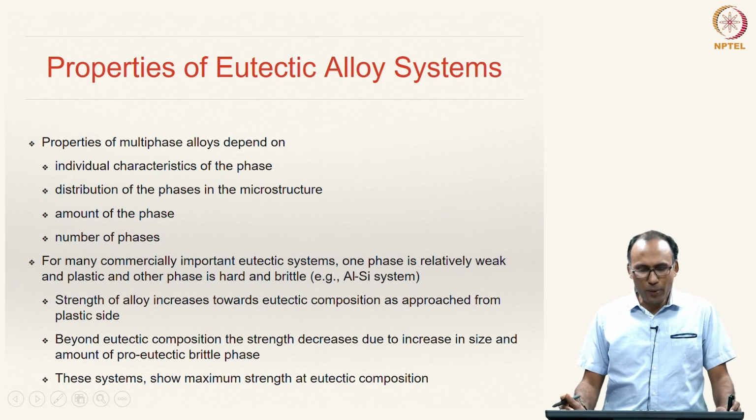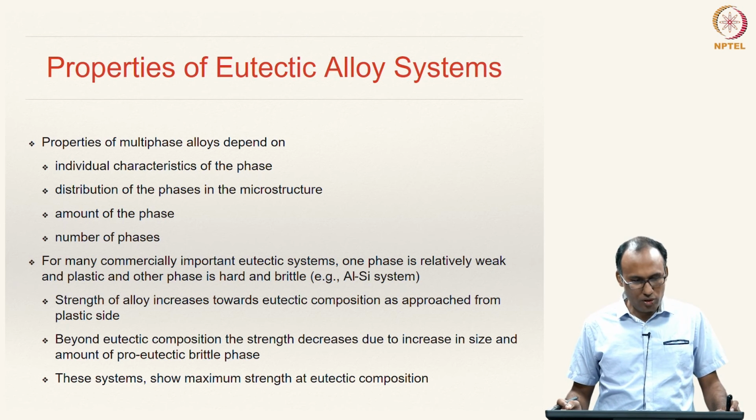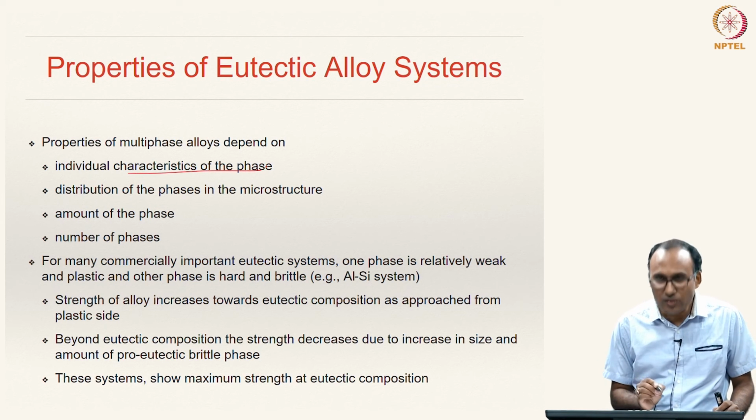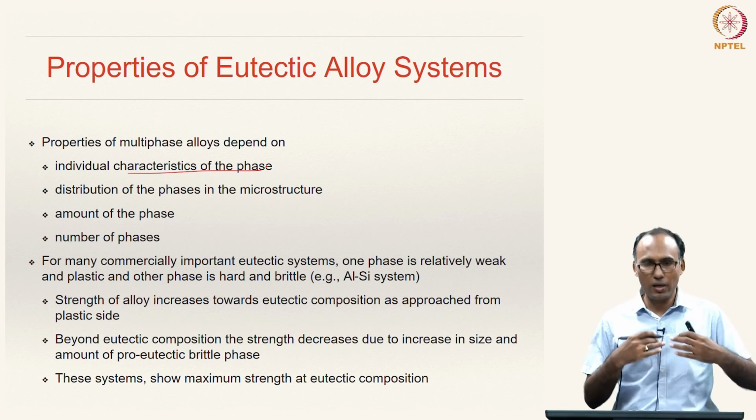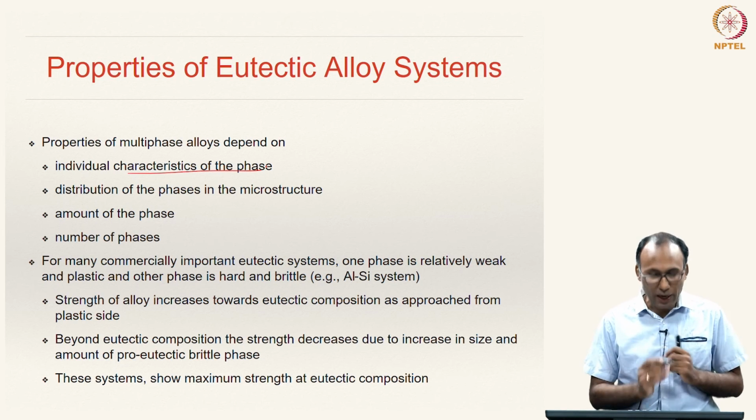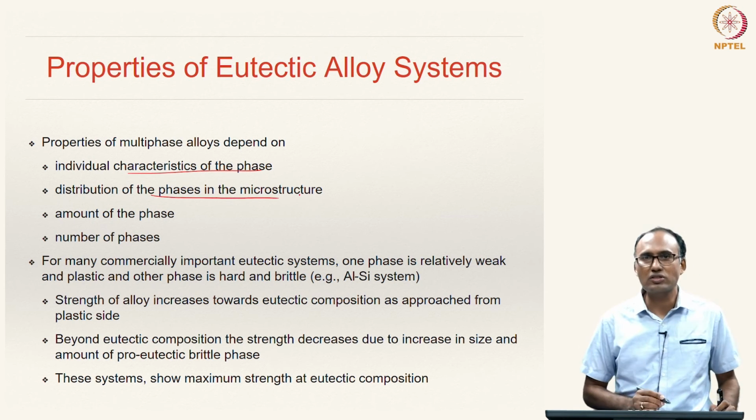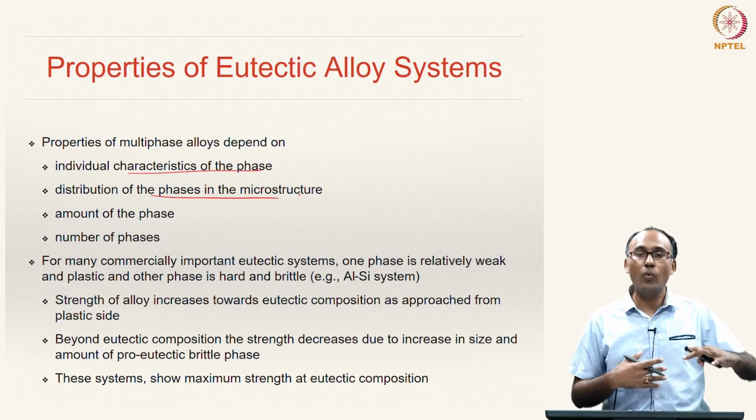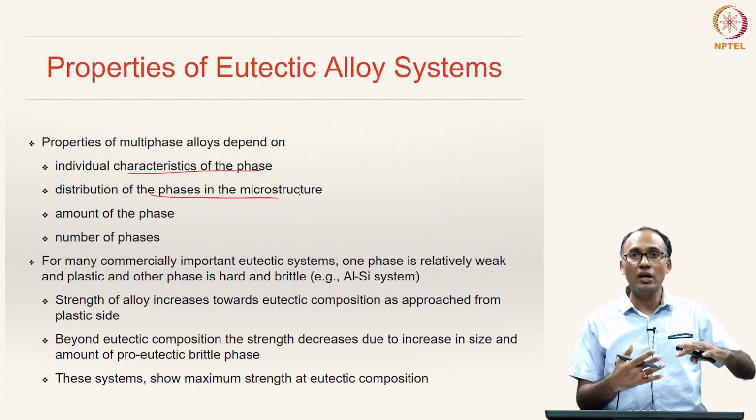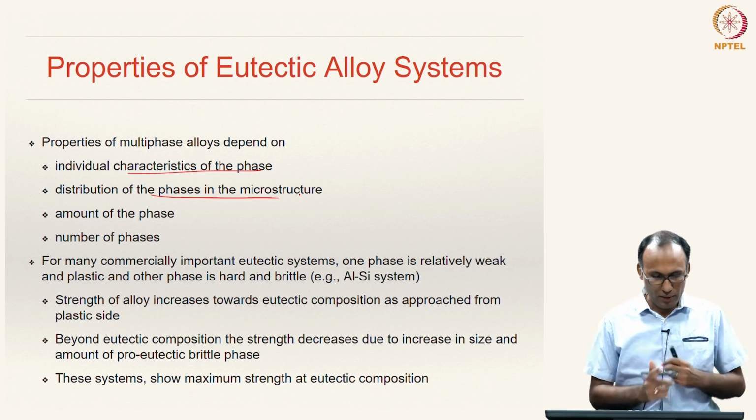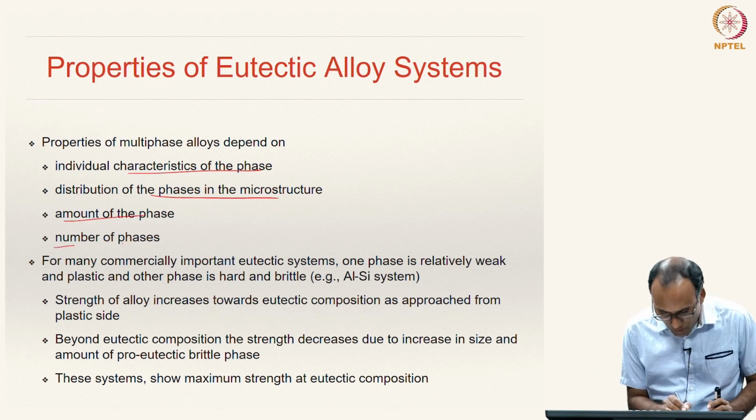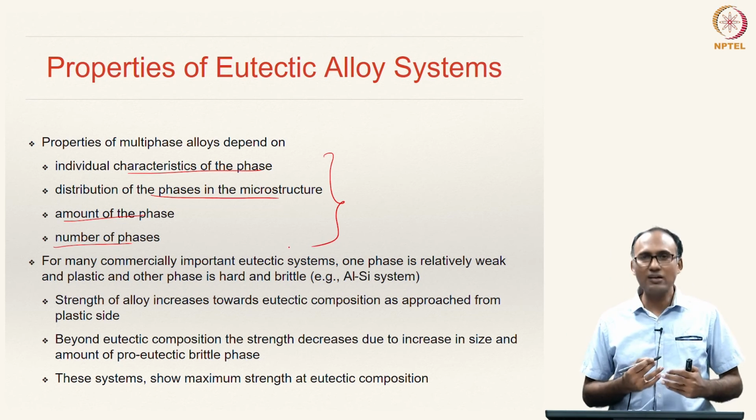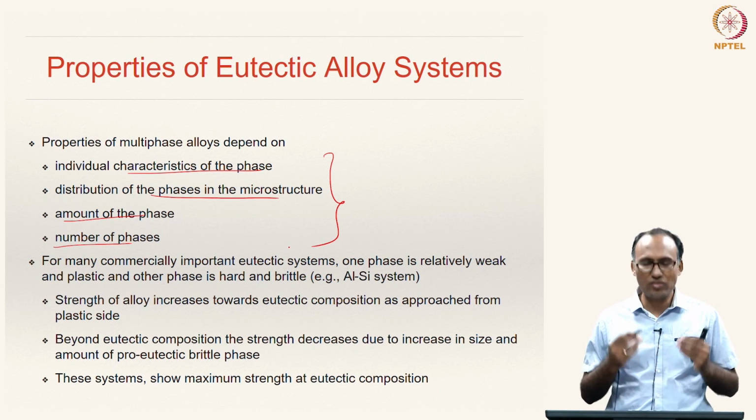Alright, so what are the properties of these eutectic alloy systems? The properties of multiphase alloys in general depend on the individual characteristics of the phase, right. What is the individual characteristics of each of these phases, and the distribution of the phases in the microstructure, whether they are continuously distributed or not. If they are continuously distributed, what is the characteristic of the continuously distributed phase, and what is the amount of that phase and the number of phases that are present. So, these are going to determine the mechanical properties or in general the properties of the alloy system.